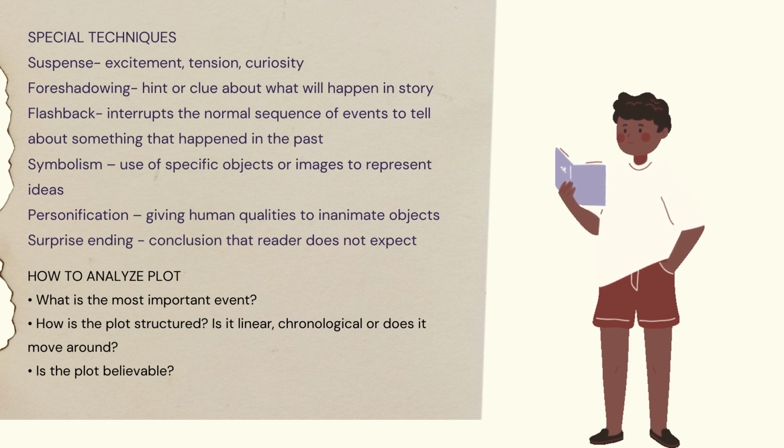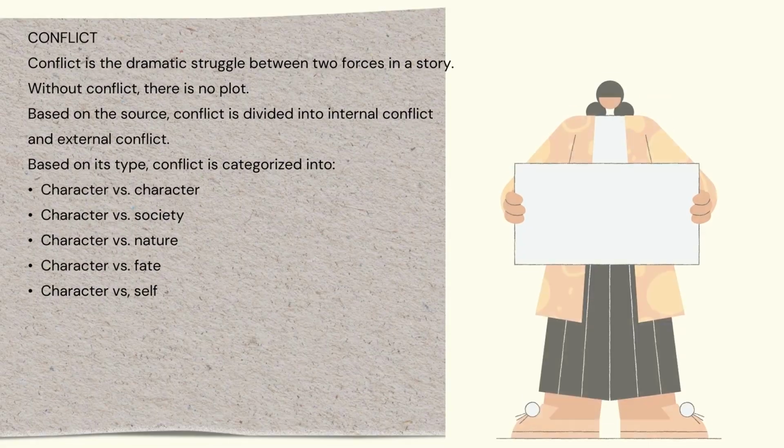How to analyze plot. What is the most important event? How is the plot structured? Is it linear, chronological, or does it move around? Is the plot believable?